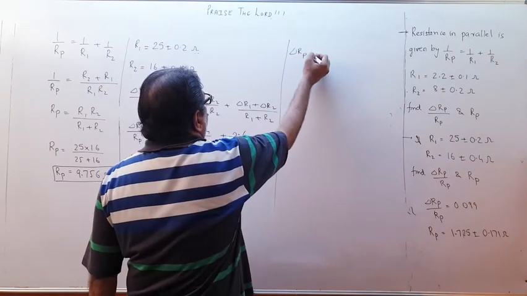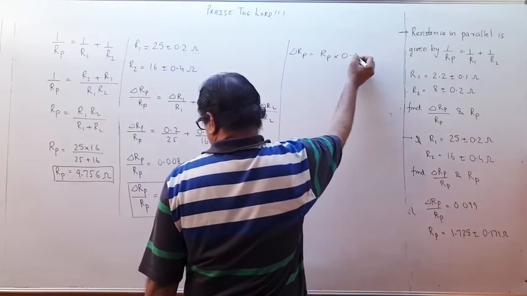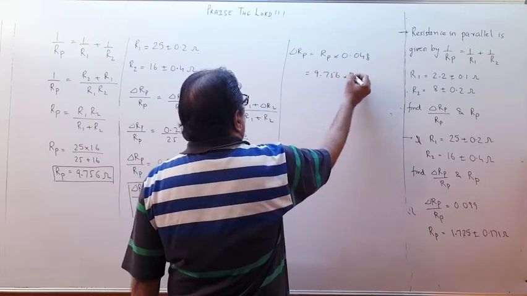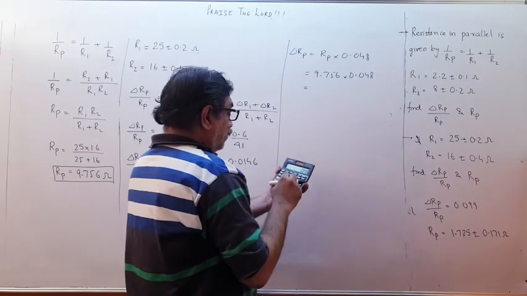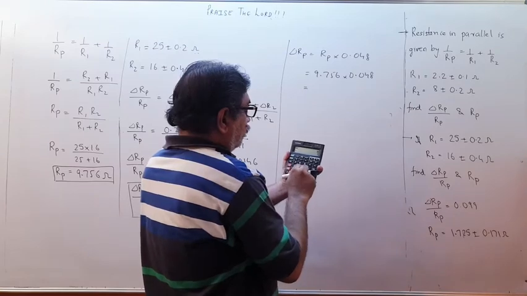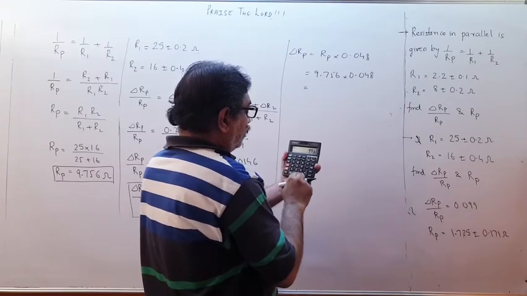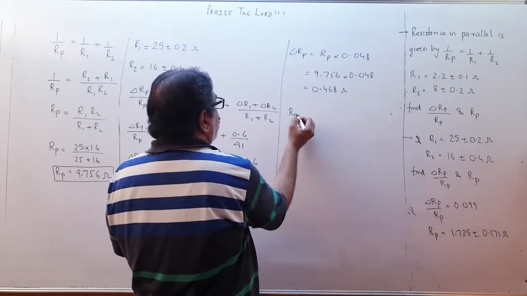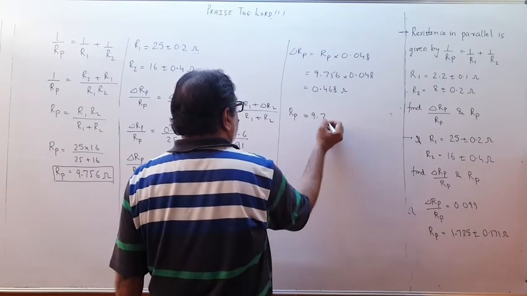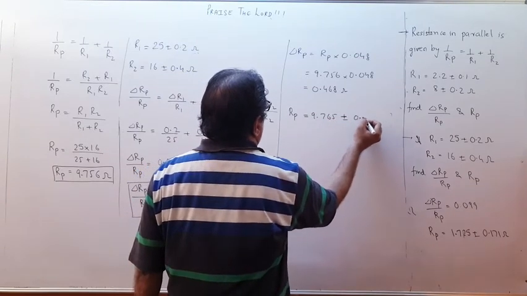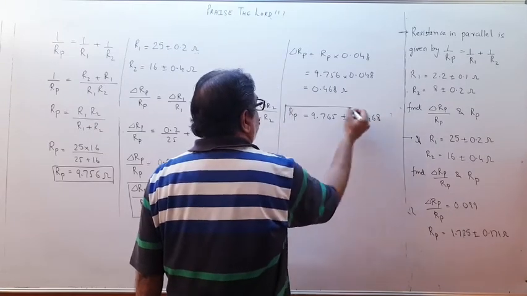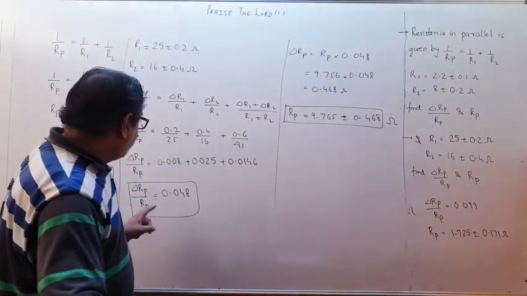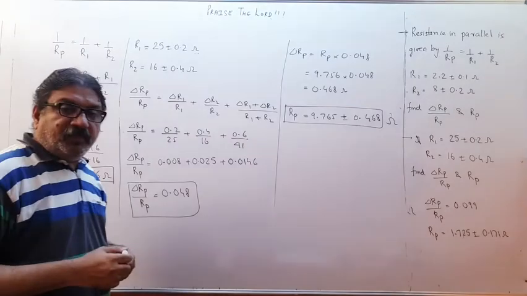Delta RP will be delta RP into RP, which is 0.048 into 9.756. This comes out to be 0.468 ohms. So RP will be given by, true value is 9.756 plus minus 0.468. This is the value of RP. So this way you find out the resistance value, its error, its relative error, and the true value by the simple method that we have taken.